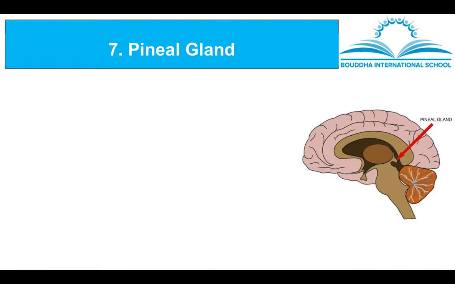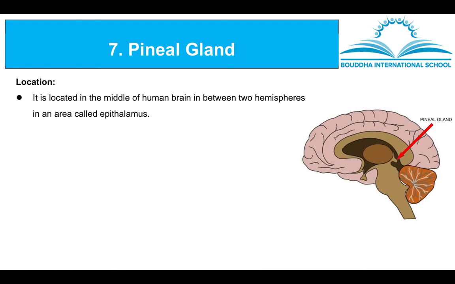Now, the pineal gland. It lies within the brain between the two cerebral hemispheres, in the area called epithalamus. So if you remember, the diencephalon has three regions. So nearby the epithalamus, this gland is located. Structure, it is small and cone-shaped.